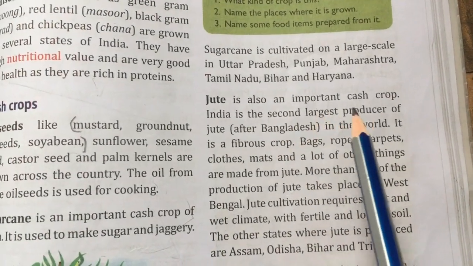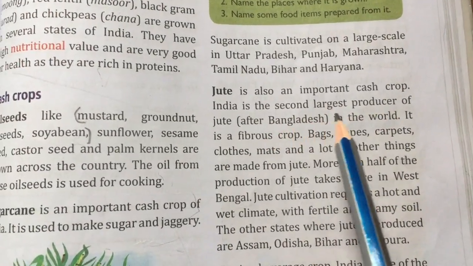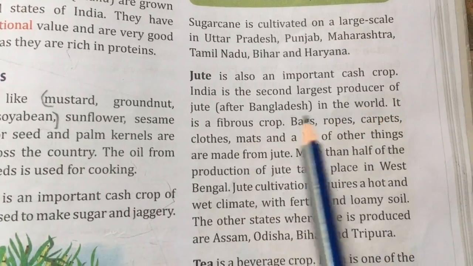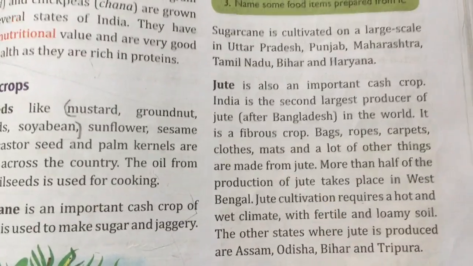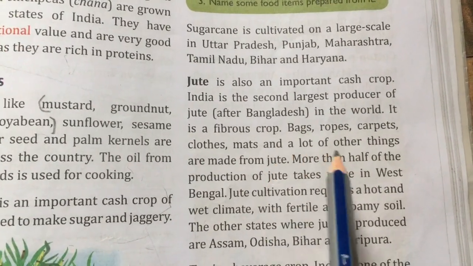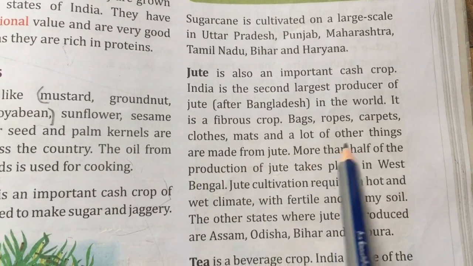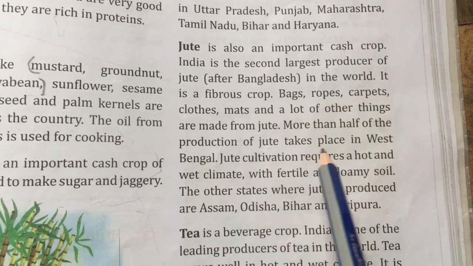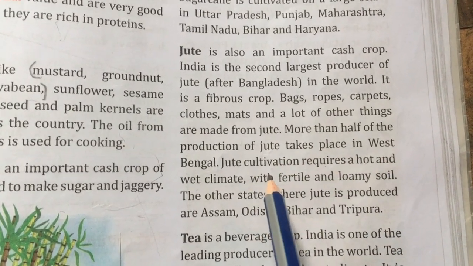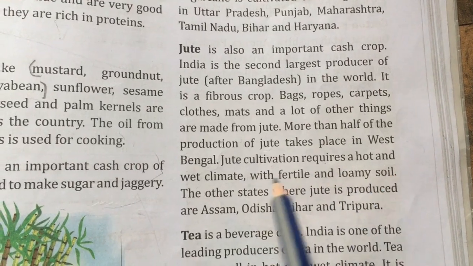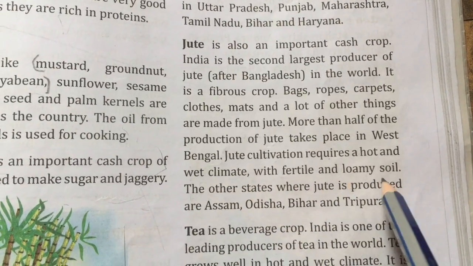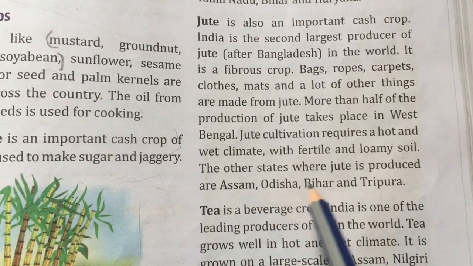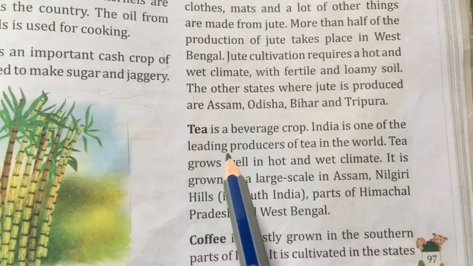Jute is also an important cash crop. India is the second largest producer of jute after Bangladesh in the world. It is a fibrous crop. Bag, rope, carpet, clothes, mats and a lot of other things are made from jute. More than half of the production of jute takes place in West Bengal. Jute cultivation requires a hot and wet climate with fertile and loamy soil. The other states where jute is produced are Assam, Odisha, Bihar and Tripura.